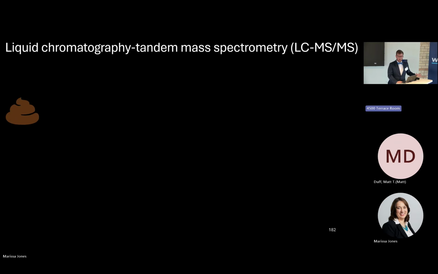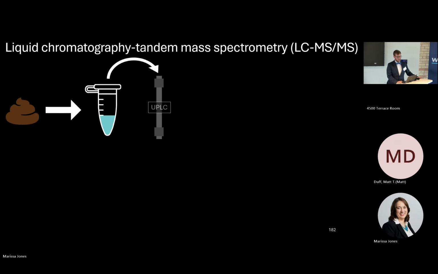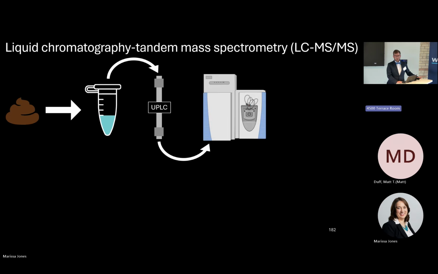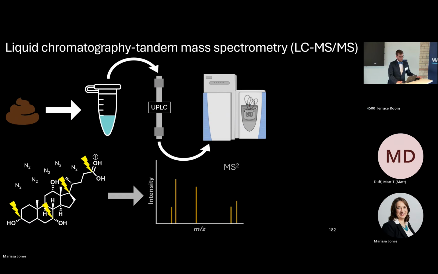But the overarching workflow that I used was taking a sample, in this case a fecal sample, extracting it primarily with methanol, followed by running that extract on an LC-MS/MS system. We use a Thermo Vanquish and Q-Exactive in our case, where we then measured the mass of these compounds, bombarded them with nitrogen, and then acquired this tandem mass spectrum.